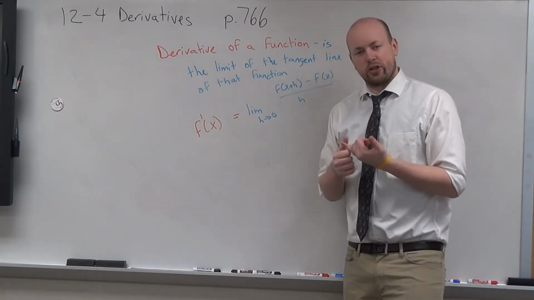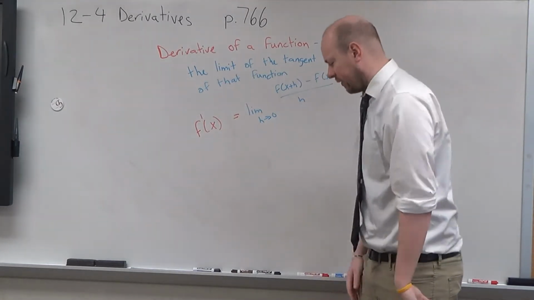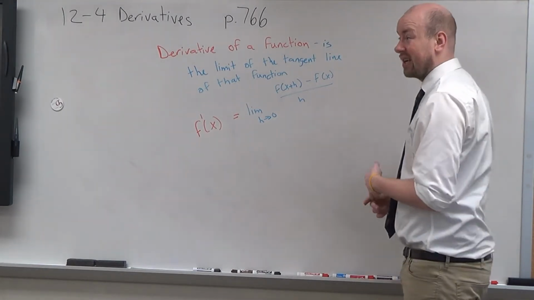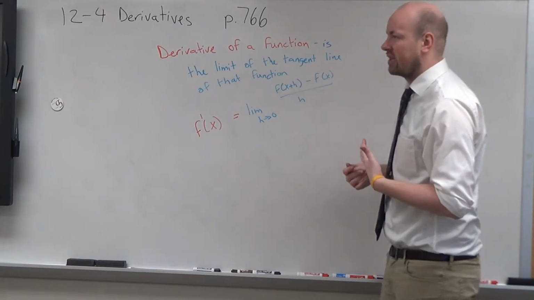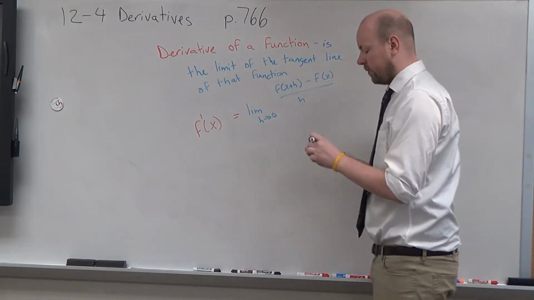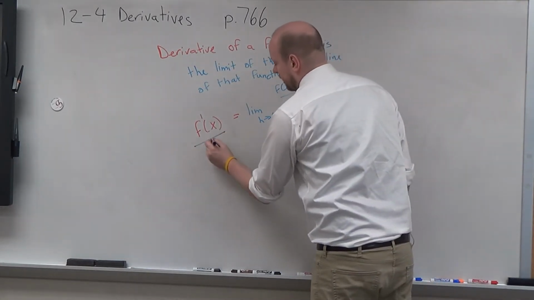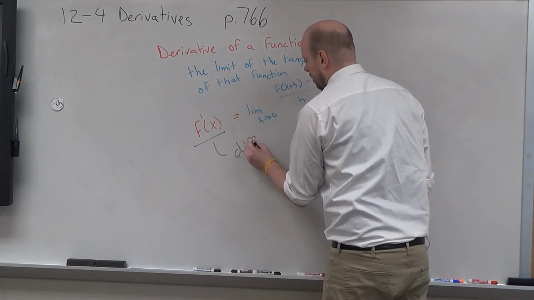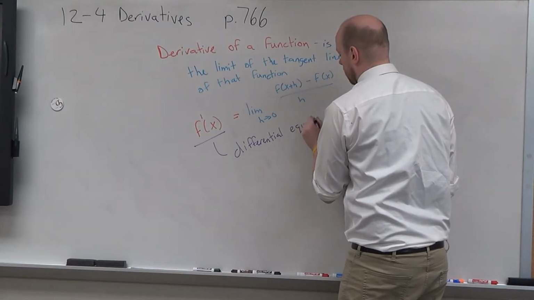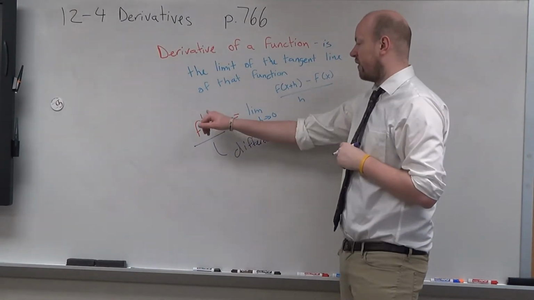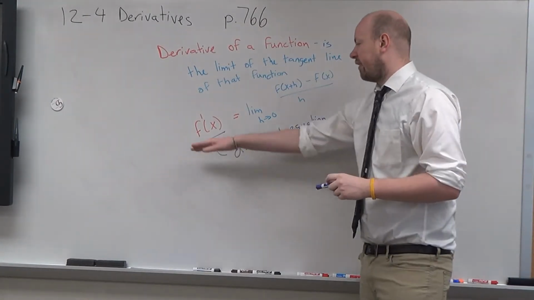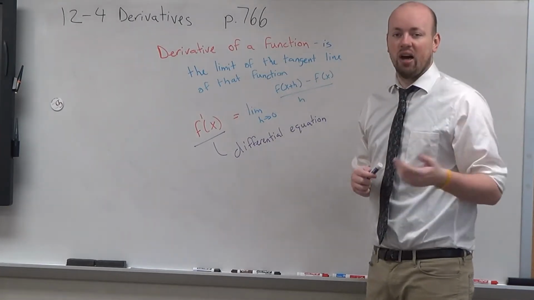Now, one tick mark means the first derivative, two tick marks means the second derivative, etc. We probably won't go into anything past the third derivative. You do the same process over and over again if you really wanted to. Okay. So, when we do this, this is called a differential equation, because we found the derivative, or we differentiated. The differential equation would be f prime of x, not just f of x.